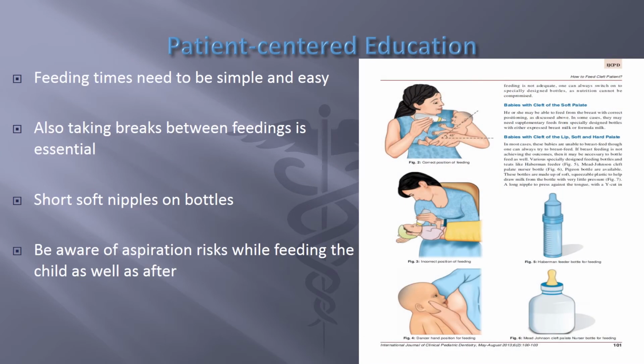So these babies tire easily, so making their feeding time simple and easy is essential so they don't have to lose an excessive amount of weight trying to work for their food. Also, taking breaks between feedings is essential with these children. Using short, soft nipples on the bottles that you're feeding them from, and also being aware of aspiration risks while feeding the child as well as after.